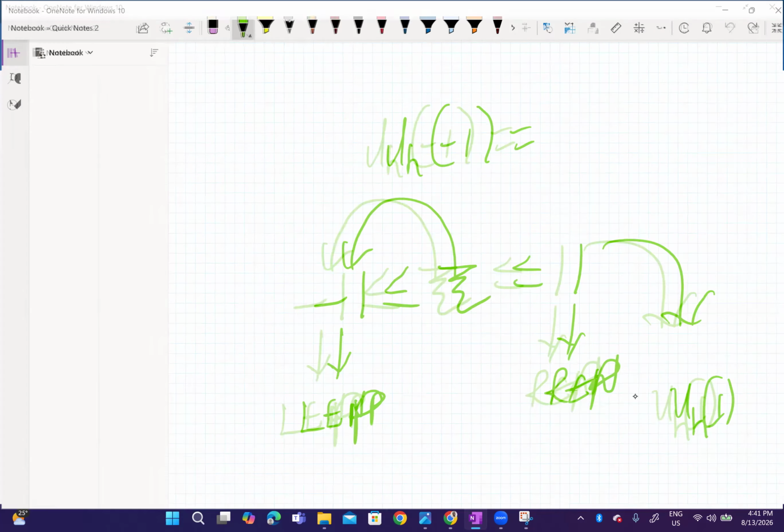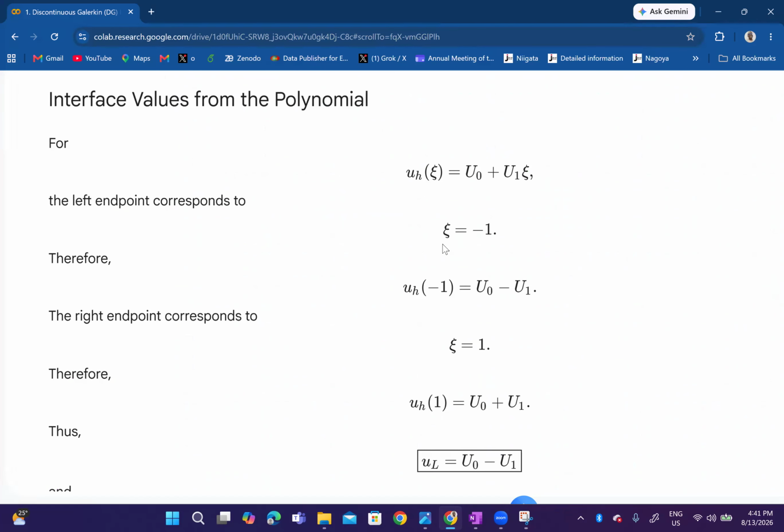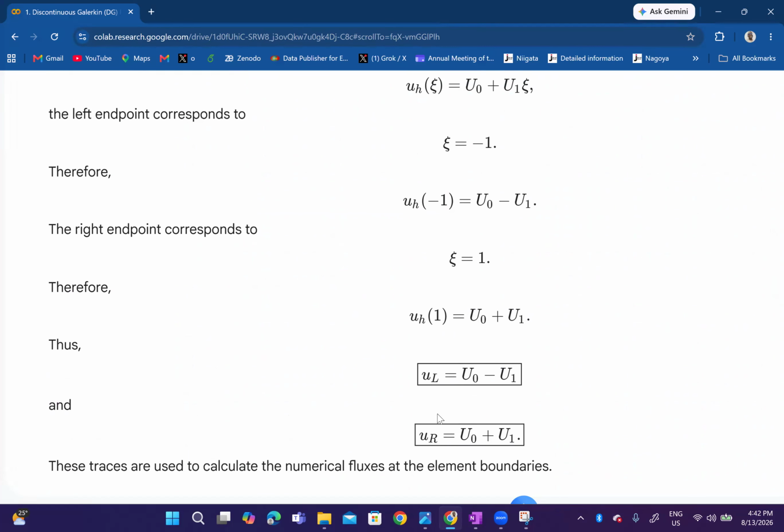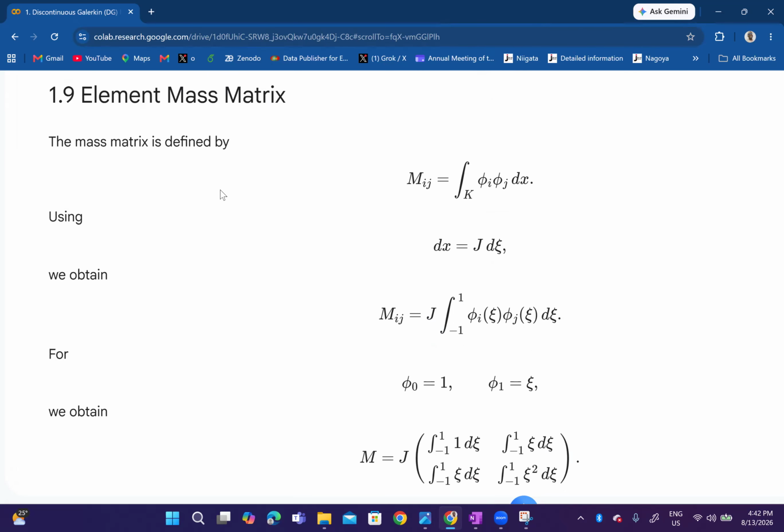So for psi equals -1, you have u naught plus u1 times -1, which is minus u1. That's why u sub h of -1 is u naught minus u1. For the right endpoint, psi equals 1, u sub h of 1 is u naught plus u1, because u1 times 1 is u1. So u sub l is u naught minus u1 for the left, and u sub r is u naught plus u1 for the right. These traces are used to calculate the numerical fluxes at the element boundaries.